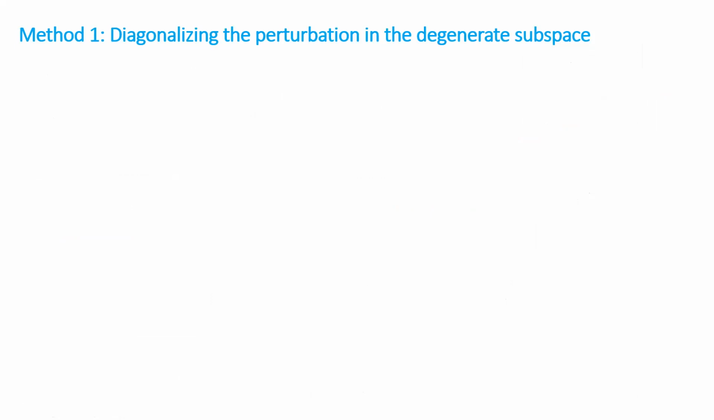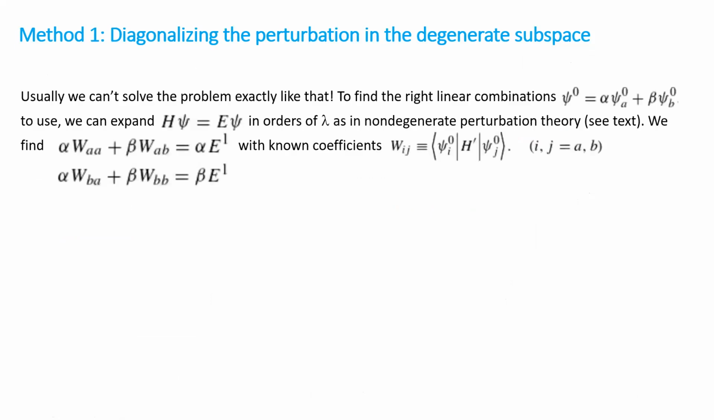Sounds pretty fancy, but in practice, it kind of makes sense. So as we said, usually we can't solve the problem exactly, like we just did for the 2D harmonic oscillator with that perturbation. So we want to find the right linear combinations, psi 0 equals alpha times the first degenerate state we have, plus beta times the second degenerate state we have.